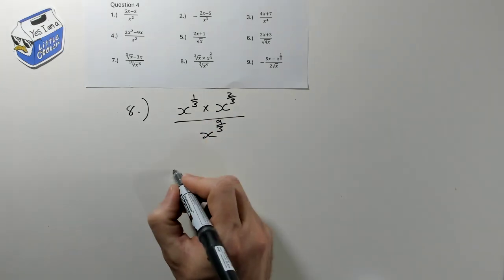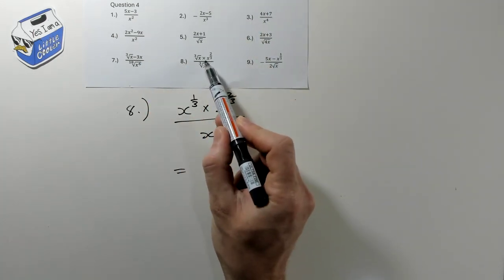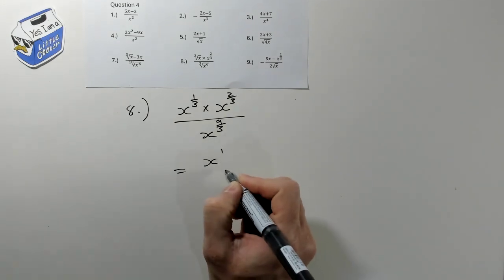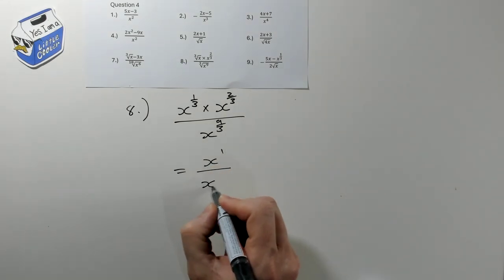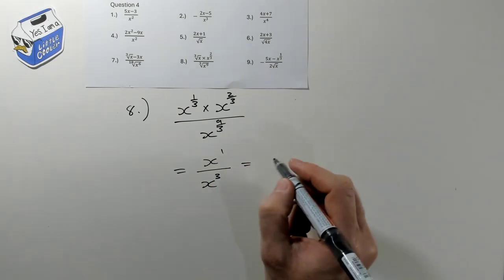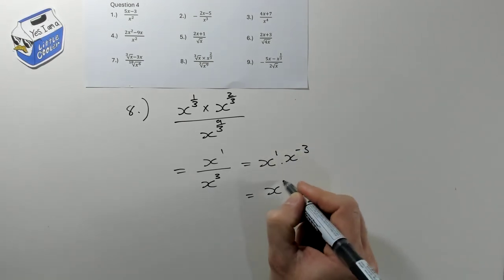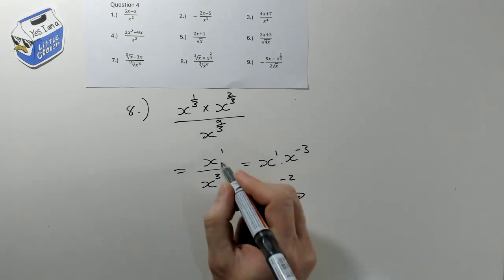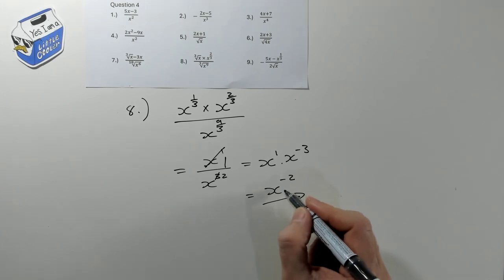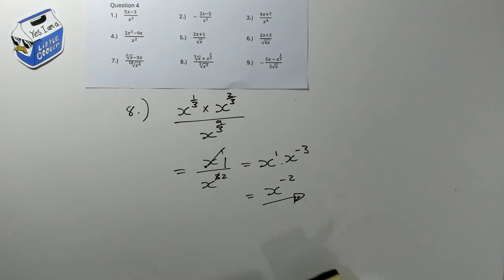9 over 3. And because I'm multiplying, all the others I was adding and subtracting, and this one has a multiplication sign, that makes it a lot easier. A third plus 2 thirds is just x to the power of 1. And that would reduce to x to the power of 3. And now it's just basically x^1 times x^-3, which would be x to the power of negative 2. Or you would have seen that cancels, and I'm left with 1 over x squared, which is the same as x to the power of negative 2.